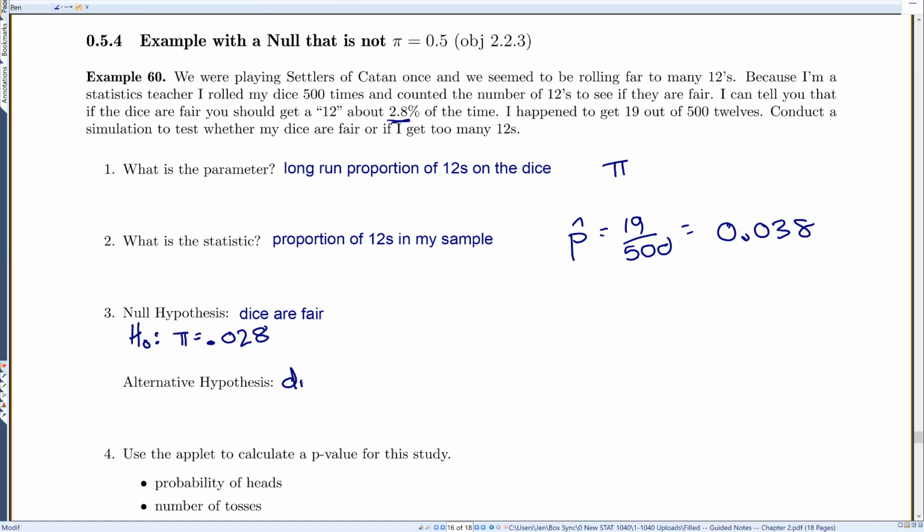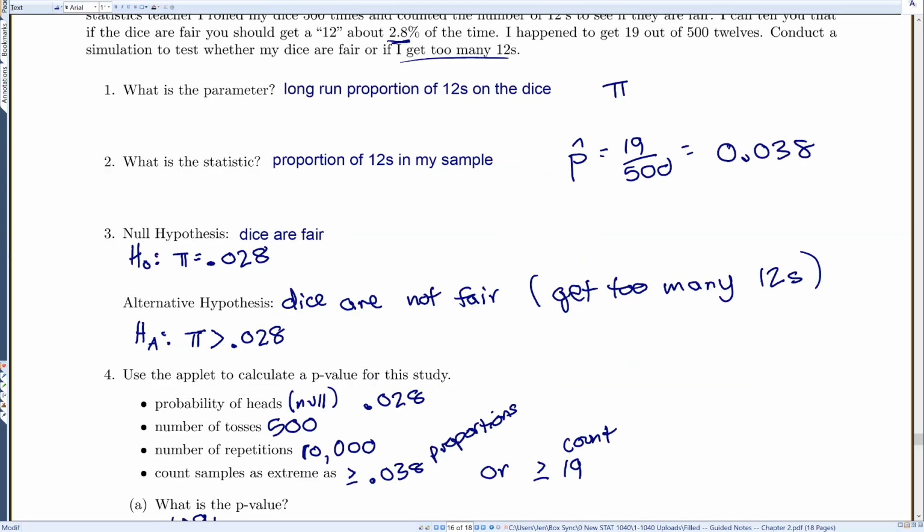The alternative is that my dice are not fair, or specifically I get too many 12s.